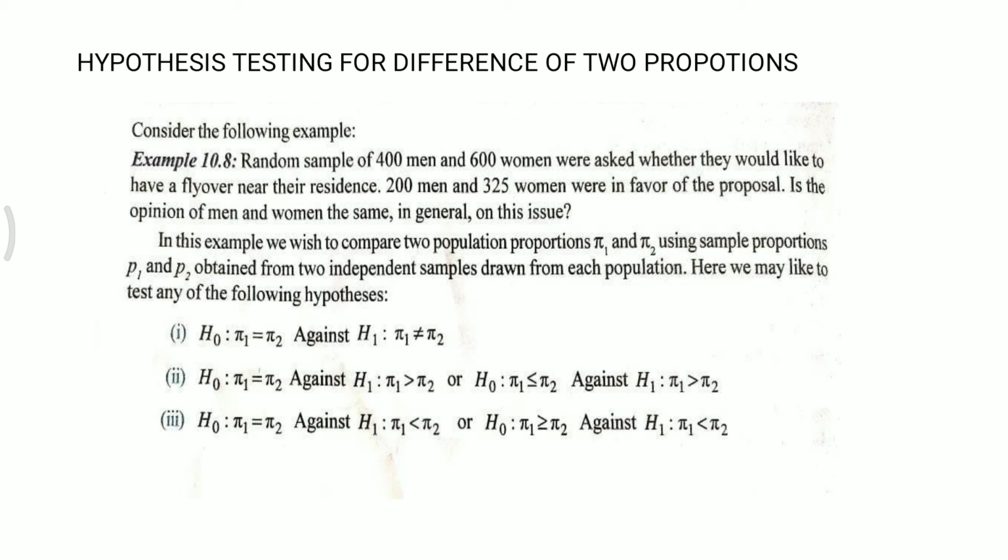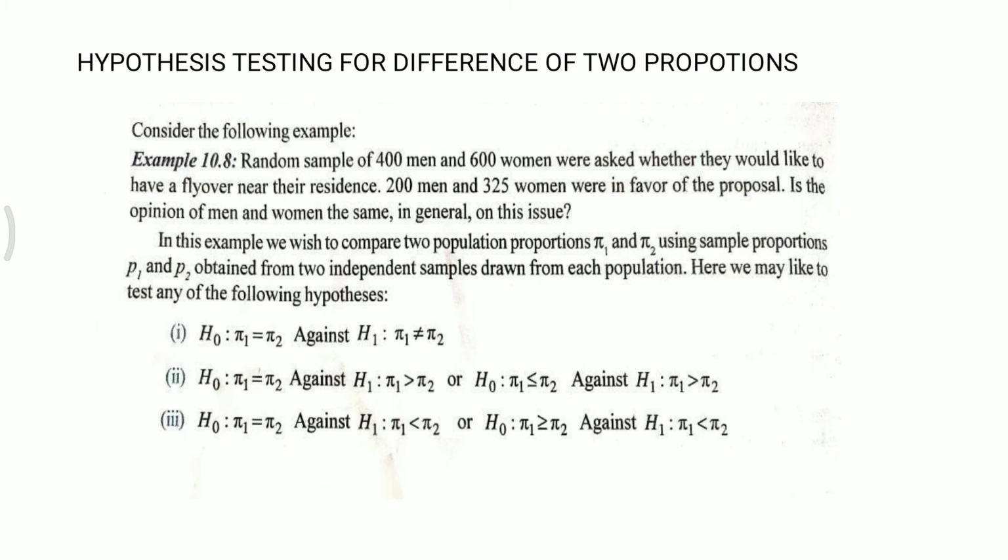Hypothesis testing for the difference of two proportions can be understood by considering the following example. Here, a random sample of 400 men and 600 women were asked whether they would like to have a flyover near their residency. 200 men and 325 women were in favor of the proposal. Is the opinion of men and women the same in general on this issue?